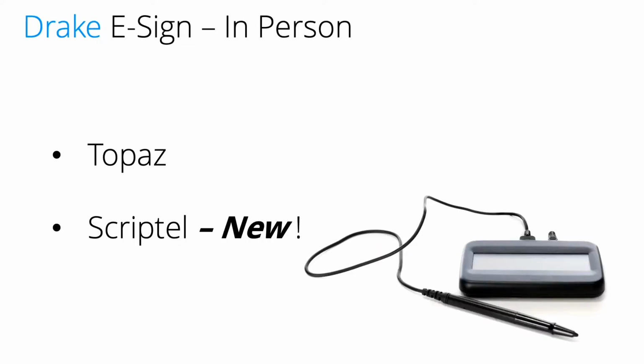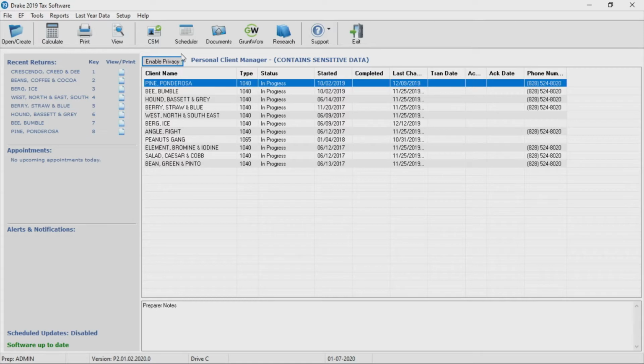eSign in person requires a signature pad. Using a signature pad to sign forms essentially eliminates the need to print, sign, and scan, which saves everyone involved valuable time. Drake supports Topaz signature pads, and beginning with Drake Tax 2019, we're also supporting Scriptel signature pads. To set up a signature pad, first install it following the manufacturer's instructions.